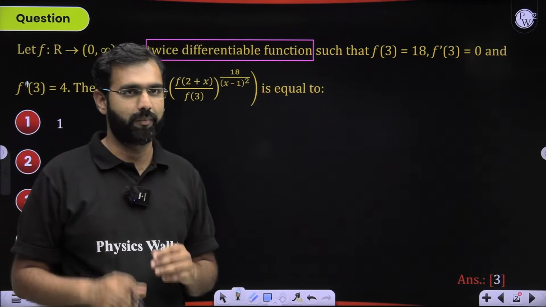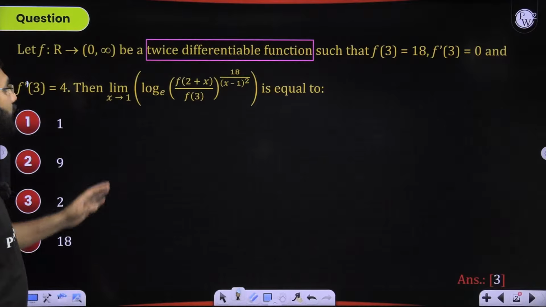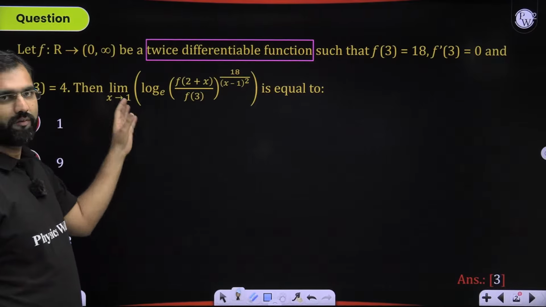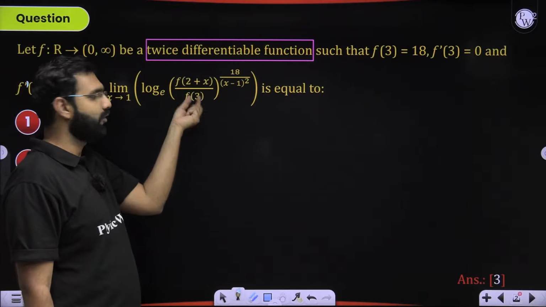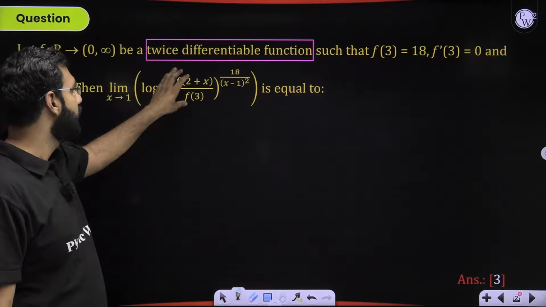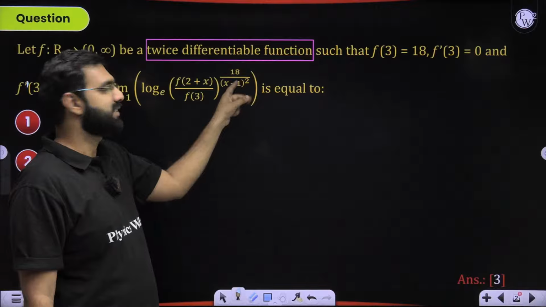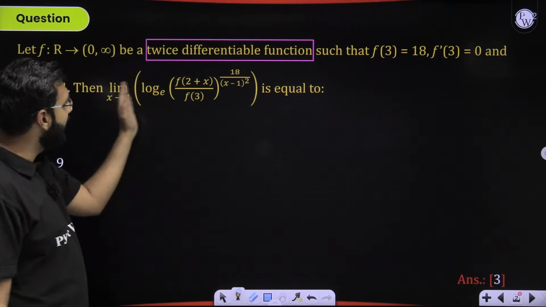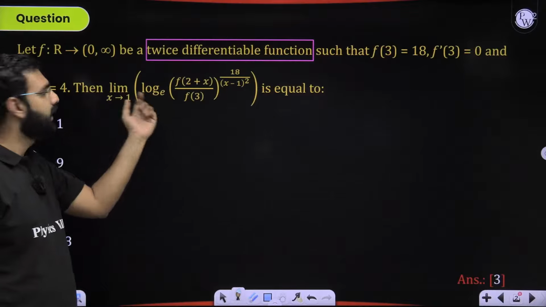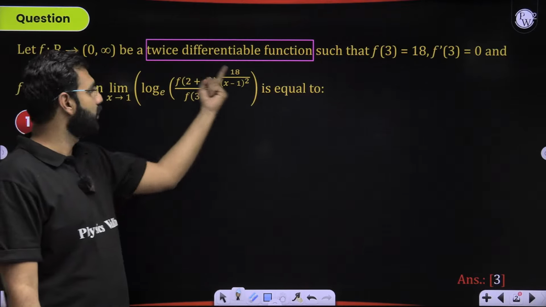Great, with that, let's get started here. What are we given when x approaches 1? We can clearly see f of 2 plus 1, that is f of 3. So f of 3 by f of 3 is 1, and 1 raised to the power this, which is infinity. So it is the 1 to the power infinity form. I hope you're understanding it. This ln, log at base e, I'll not bother much. I am talking about this particular part.